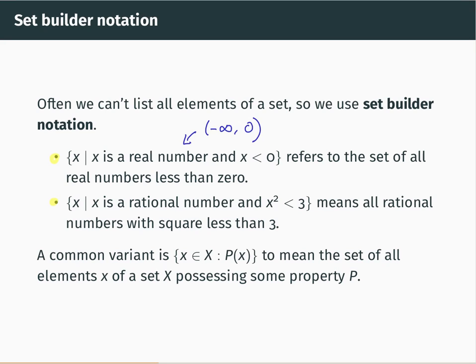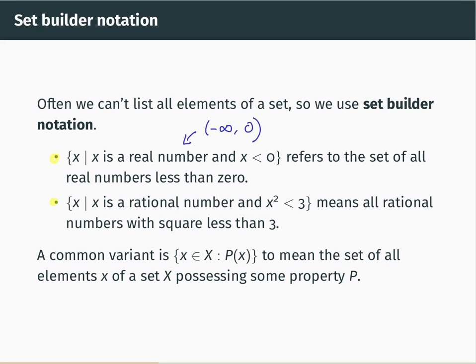On the other hand, we use this notation not just for sets of real numbers. Here's another example. We might write x and then a bar, and then x is a rational number whose square is less than 3, and the whole thing in curly braces, to refer to the set of all rational numbers whose square is less than 3. A rational number is a number of the form a divided by b, where a and b are both integers and b is not 0. We'll describe the set of rational numbers later. So that will be another typical use of this set builder notation.